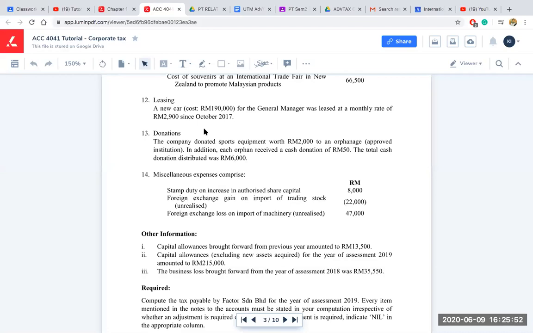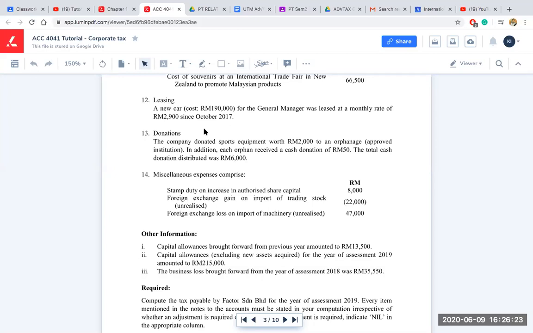Sports equipment 2,000 to an orphanage, which is an approved institute. In addition, each orphan received a cash donation and the total cash donation received was 6,000. Okay. What happened here is that bila you tengok donation, you sama, is it an approved donation or unapproved? Mana tahu approved, normally they mesti approved institute lah. So in this case, it's given to an approved institution.